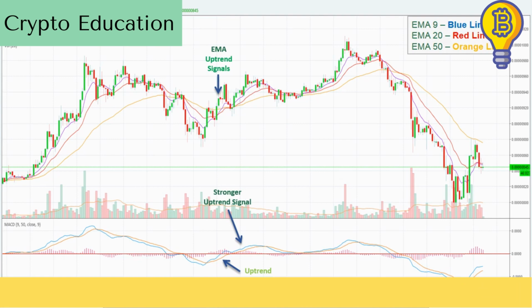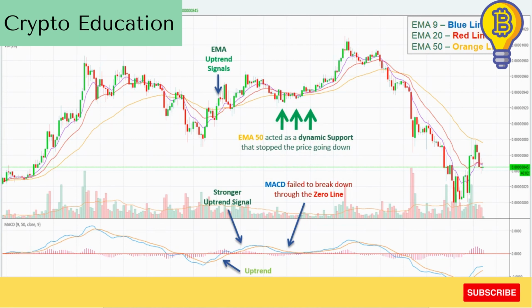Now, I want you to take note of this. The downtrend signal will be weaker when the MACD is above the zero line. That's because when the MACD is above the zero line, the EMA 9 is likely above the EMA 50 as well. So the EMA 50 can act as a dynamic support that helps push the price up. So that's why you see the MACD line crossed below the signal line here, but the trend was still going up.